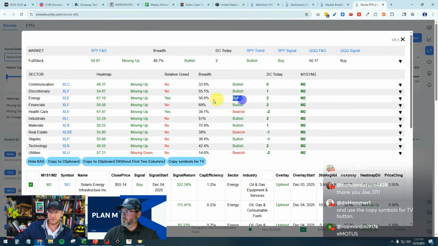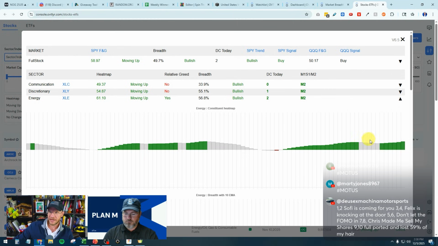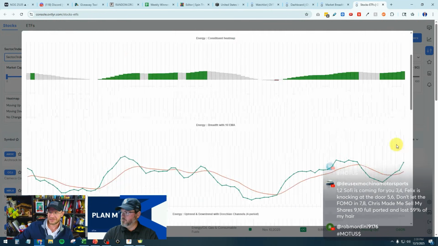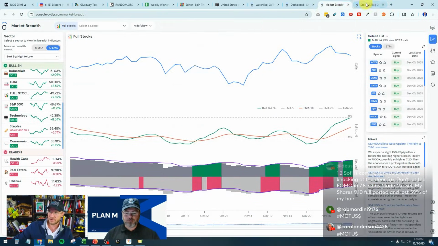It has crossed over bullishly on breadth. We do have the donkey channel score of 2 on the market and 2 on the sector. And in fact, you can even pop this open and you can see the fear and greed score rising. You can see the breadth and you can see the donkey channel score of that sector. Such a cool thing. And hopefully on the update that comes on Monday, it'll look just like this in the market breadth tab. So very excited about that.